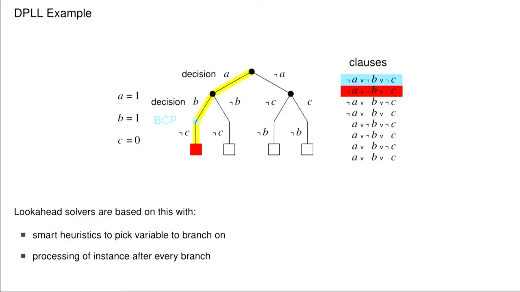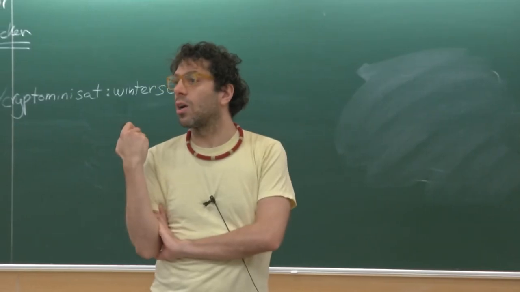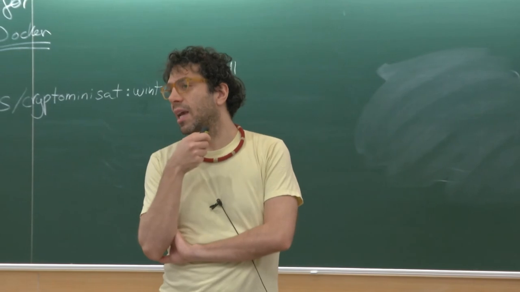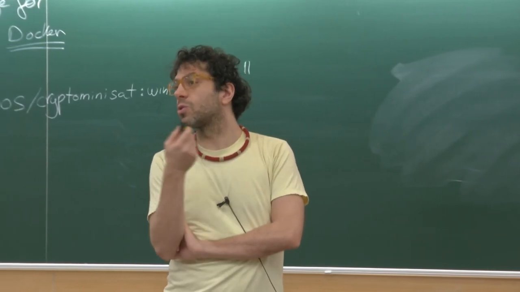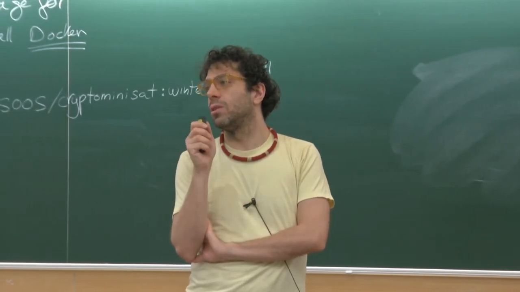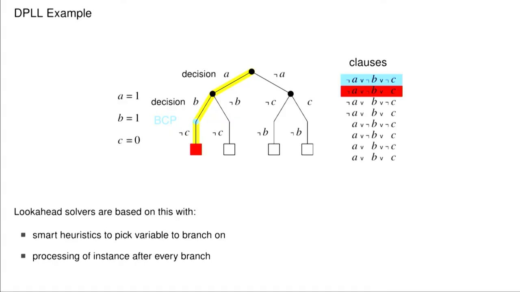Of course, some of the things will just stop working. Like if you set B is equal to 0 here, it immediately stops, because the pre-processing tells you that this formula contains an empty clause. And then you're like, okay, well, there's nothing there. There's no solution there. And of course, it will also stop if it finds a solution at any point. So this is what's called a look-ahead solver.